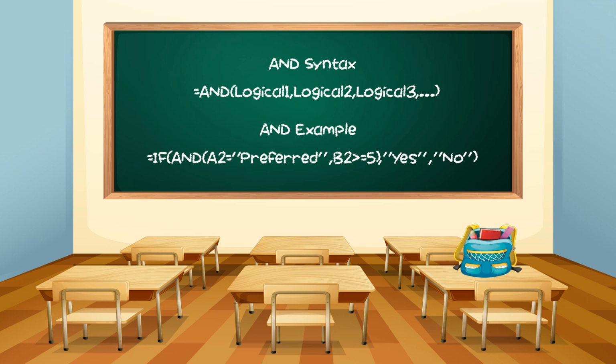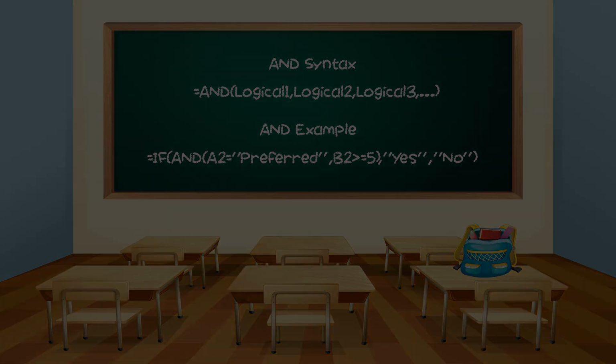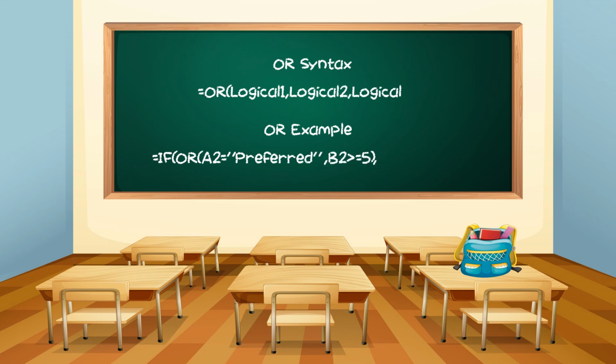So if AND A2 equals preferred and B2 is greater than or equal to 5, then yes, they get the discount. Both criteria have to be met. With the OR function, only one criteria has to be met. So if they're a preferred customer or they've been there 5 years or longer, yes, they would get the discount. That's a little bit of how the AND and OR functions work. Let's go to Excel and do some real examples.